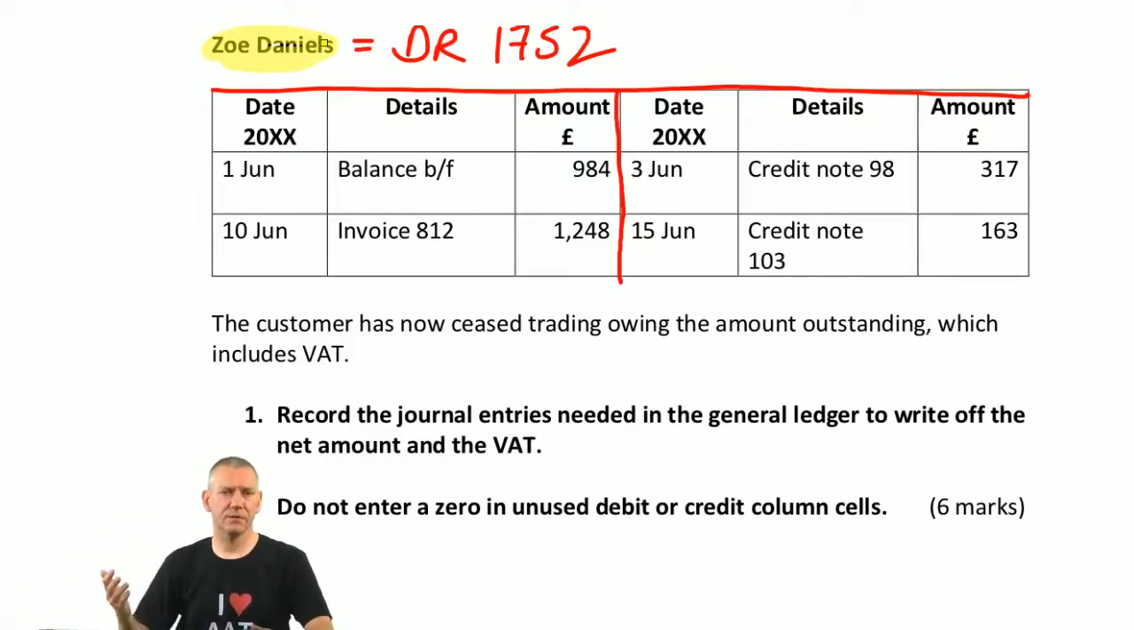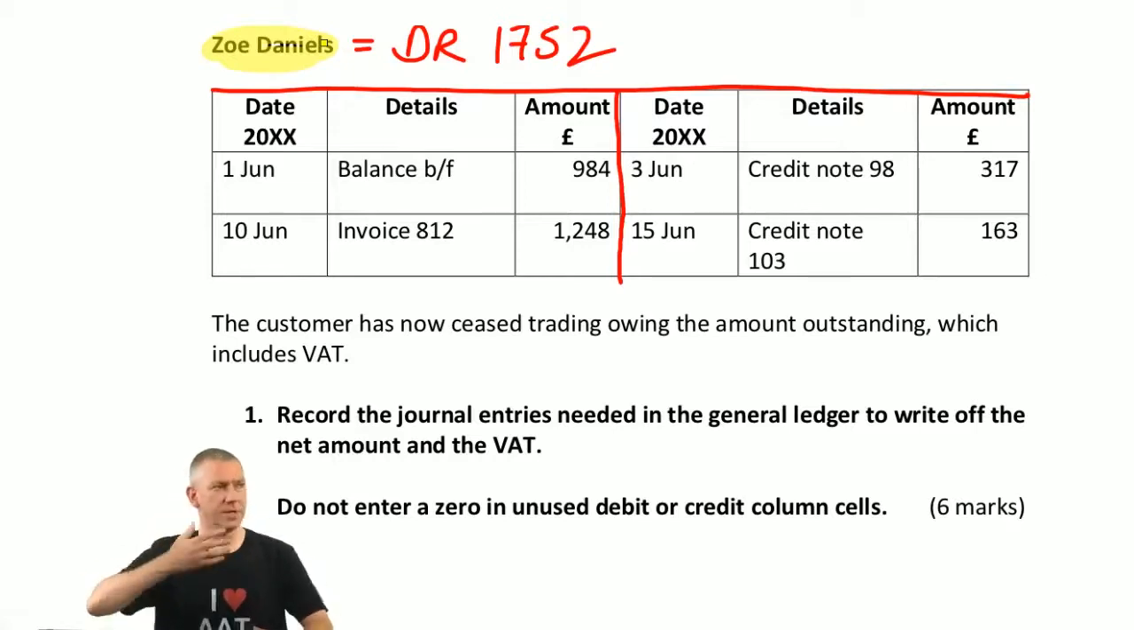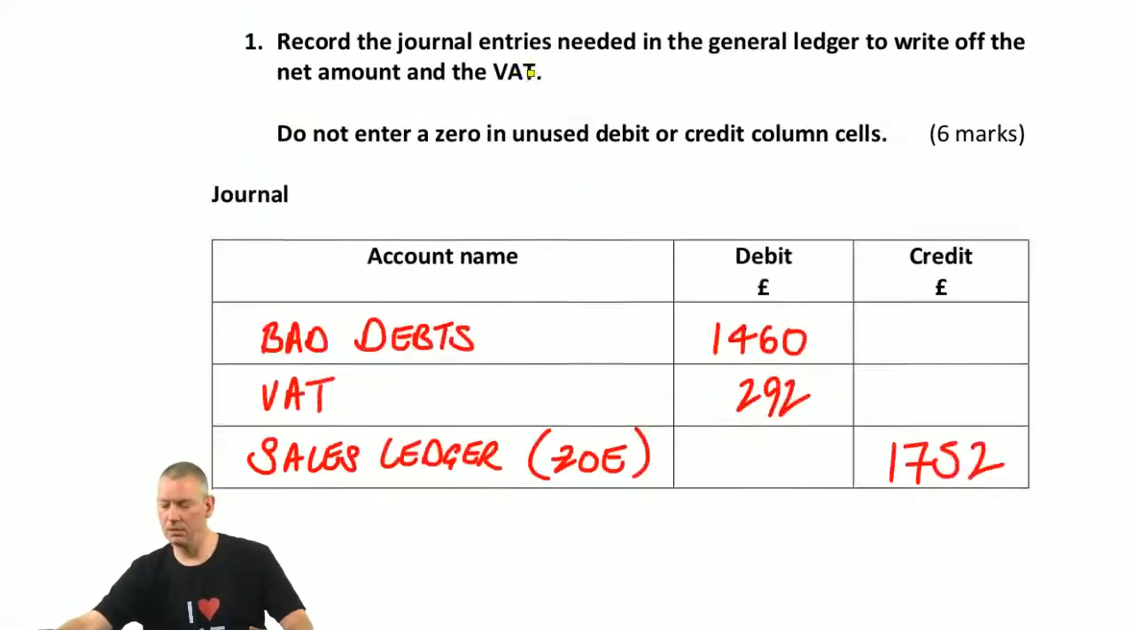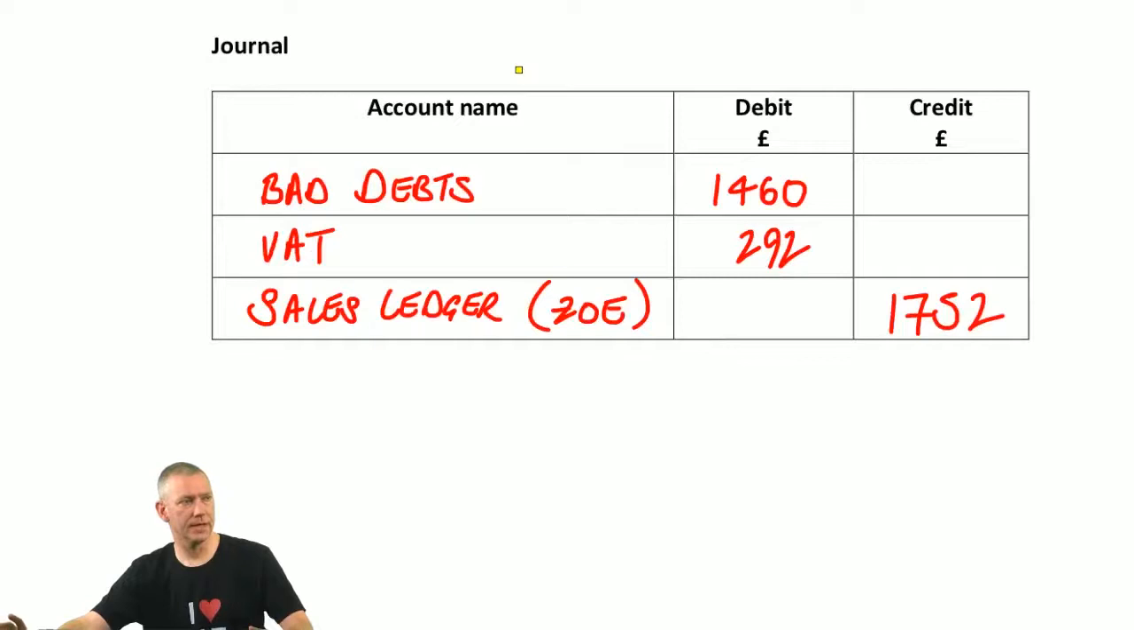So I think it's fairly obvious that the amount of money that we're going to get from Zoe is 0. So the Zoe balance should drop to 0 from 1752. This is a debit balance. To remove a debit balance, you credit the debit balance to remove it. Hence the start of my double entry.